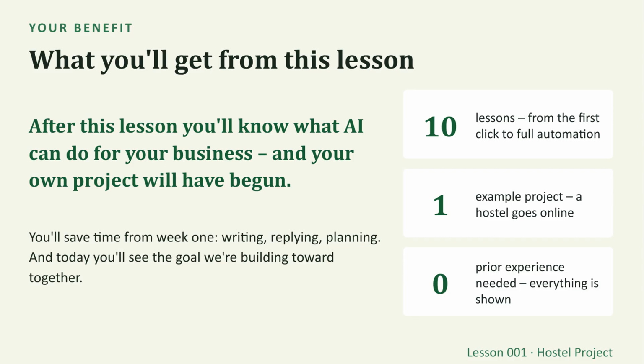Why is this lesson worth your time? Simple. In the next few minutes, you'll learn what artificial intelligence can really do today. No jargon, no exaggeration. You'll see real examples from the everyday life of a small business. And you'll start your own project today with a small task at the end of this lesson. The whole course consists of 10 short lessons that all build on each other. We'll follow one example project from start to finished result. And best of all, you need zero prior experience. Every lesson is short, clear, and immediately applicable.